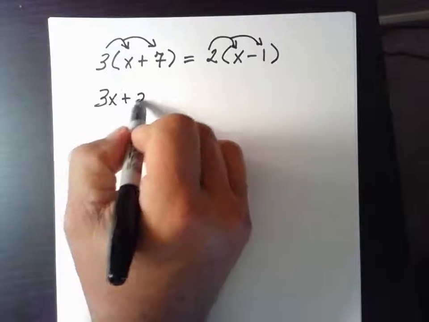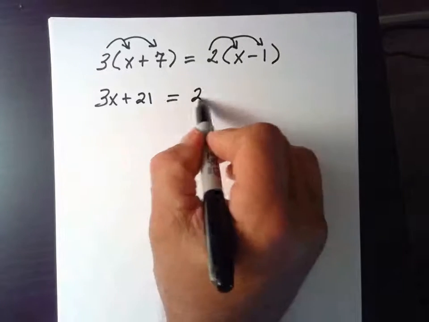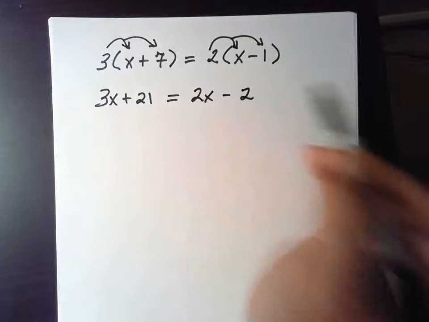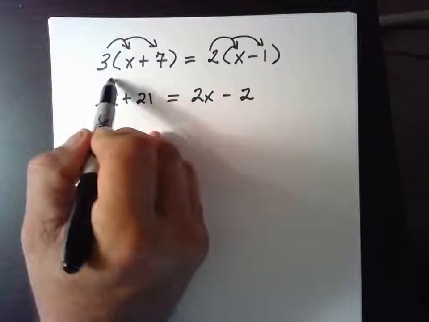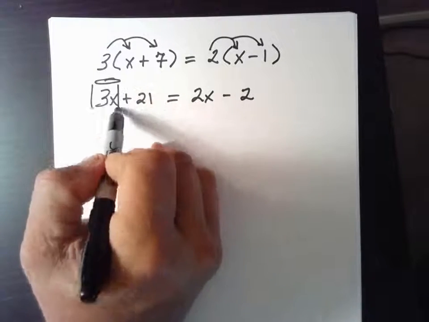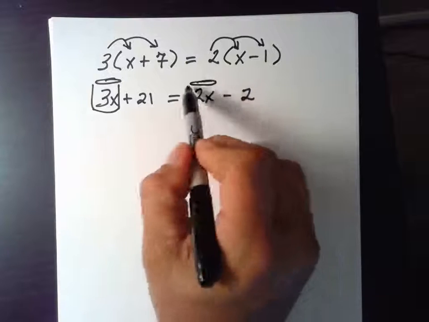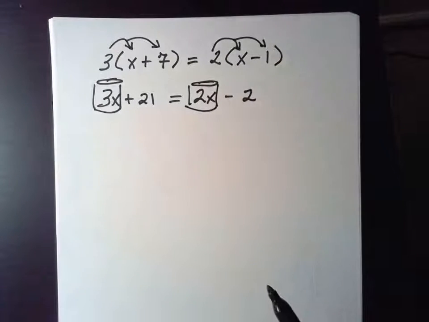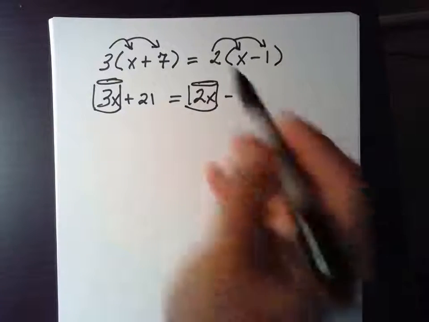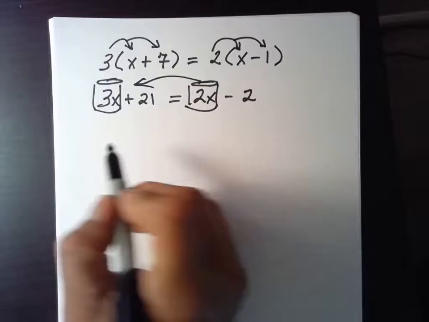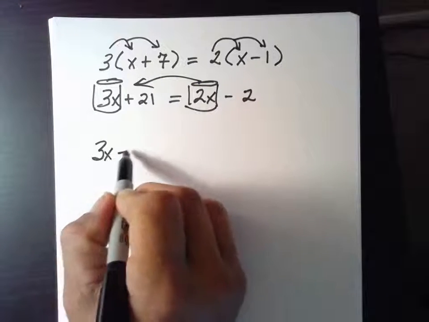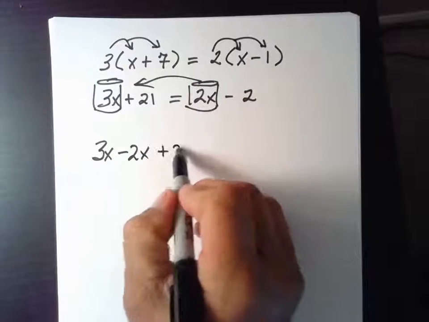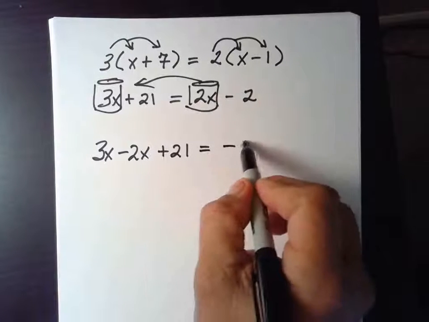3x plus 21 is equal to 2x minus 2. Now, which one's the smallest bucket? There's a bucket, and there's a bucket. Which one's the smallest one? The 2x. So you're going to move it over. So that's 3x minus 2x plus 21 is equal to negative 2.